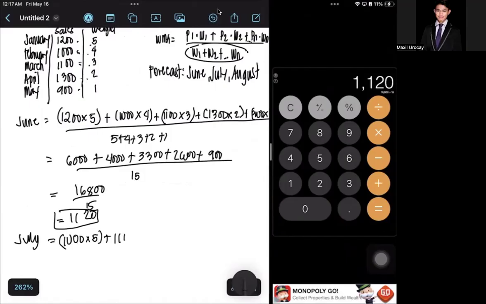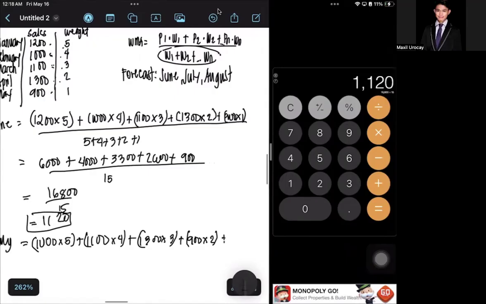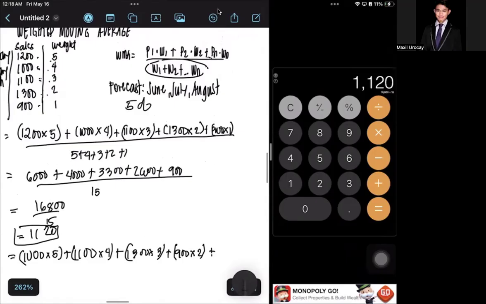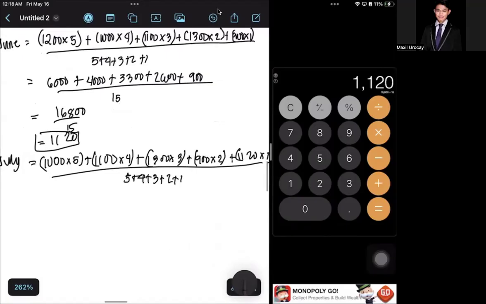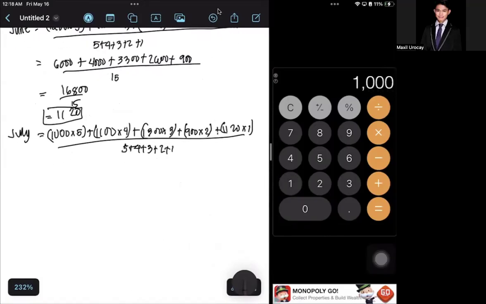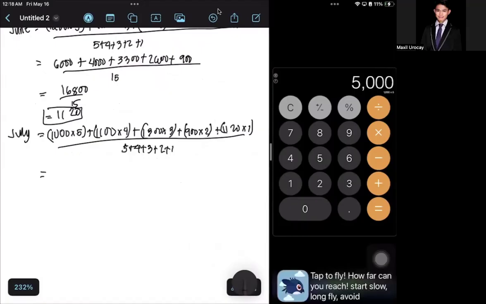So we do 1,000 times 5, and then 1,100 times 4, and then 1,300 times 3, and then 900 times 2. And then June, because we have a five-month moving average, our base is here. Then 1,120 times 1, over 5 plus 4 plus 3 plus 2 plus 1. Do not take a shortcut, as always, because I don't want you to lose any score. We are asking you to do it step by step, so you need to really do that in step-by-step format.